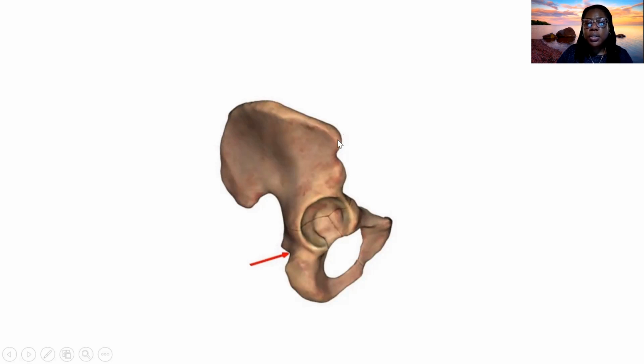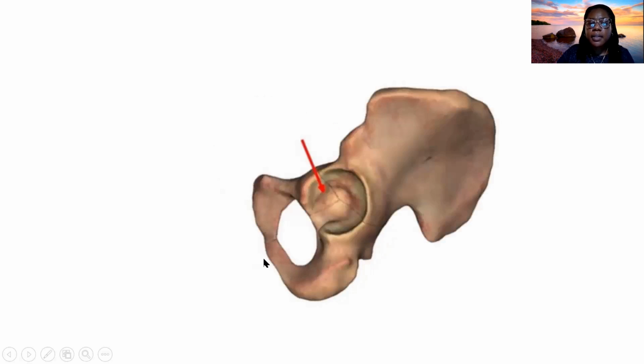And then we've got the anterior superior iliac spine, the anterior inferior iliac spine, the posterior superior iliac spine, and the posterior inferior iliac spine. Here is the pubic symphysis. So the region where both halves of the pubis bone attach is called the pubic symphysis.